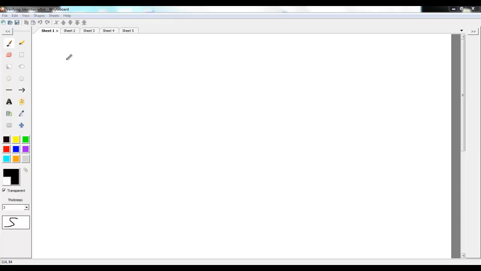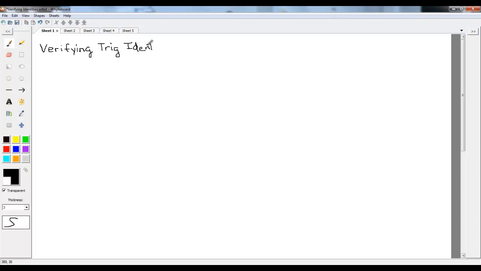Welcome back to trigonometry. Today we're going to continue talking about identities. We've already talked about fundamental identities, but now we're going to get into the fun of verifying trig identities. What's going to happen here is that you're going to be given a statement that has an equal sign.